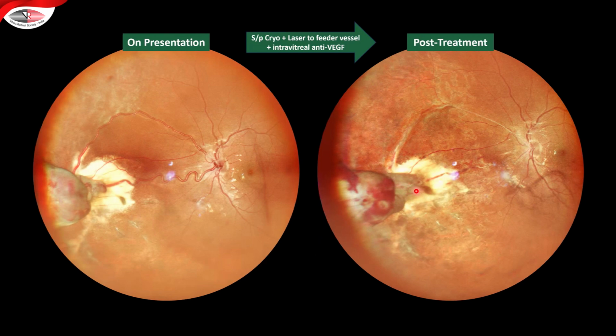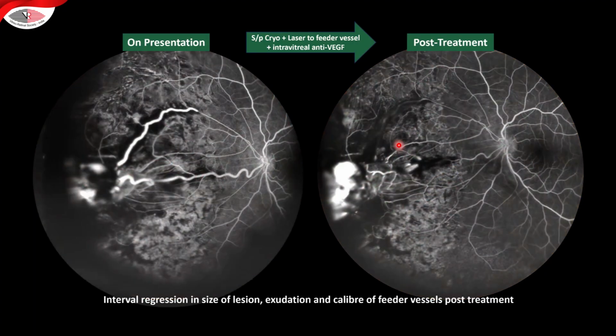Cryo has been done over a period, and you look at the vessels now. Look at the vessel here on presentation, where you see the tortuosity. It's almost blanched because of the laser that we have done over it, as well as the vein eventually. After you've stopped the artery, you can also eventually hit the vein. This is on the follow-up angiography that you see here.